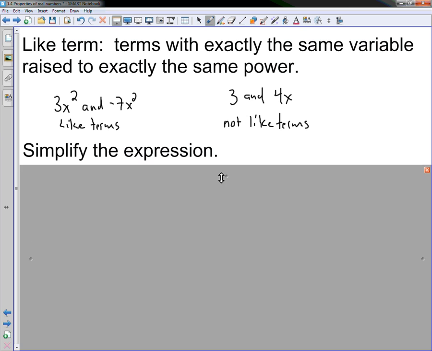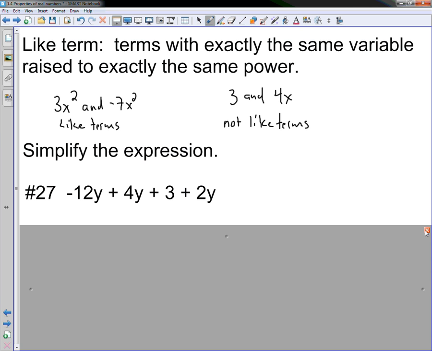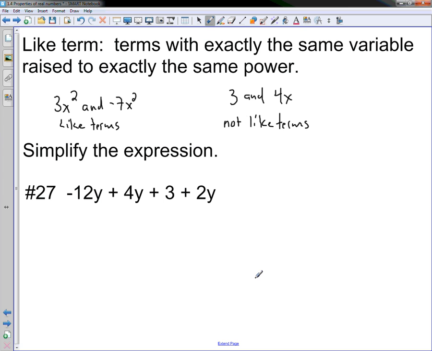Alright, so let's look at combining like terms or simplifying. The idea is to look for the terms that have the same variable with the same exponent. I notice that the first term is a negative 12y. Second term is a positive 4y. Third term is a 3, doesn't have a y, so that's not included. And the next term is a positive 2y. So these three are considered like terms.